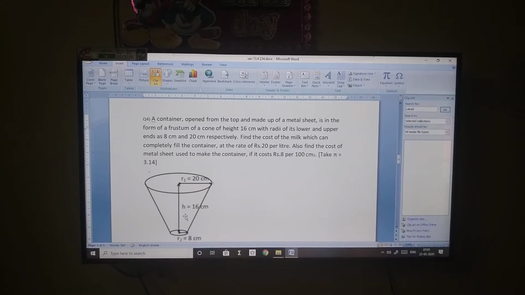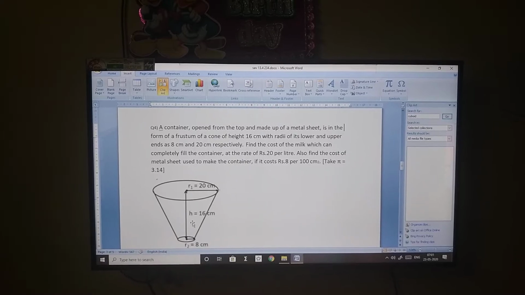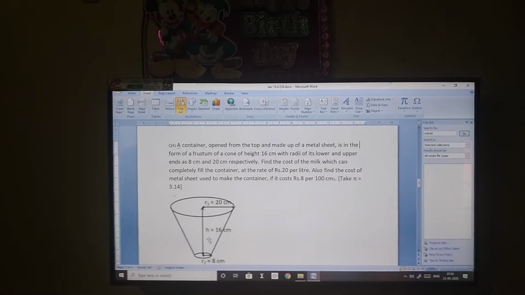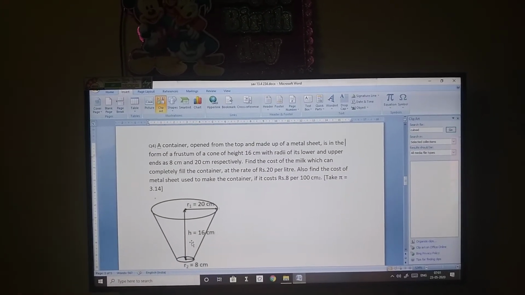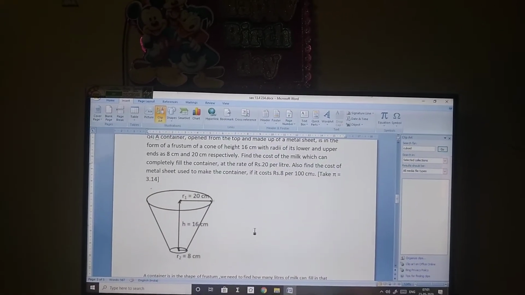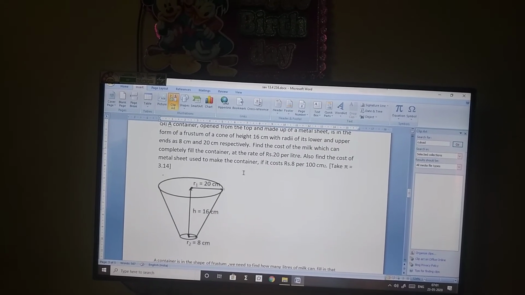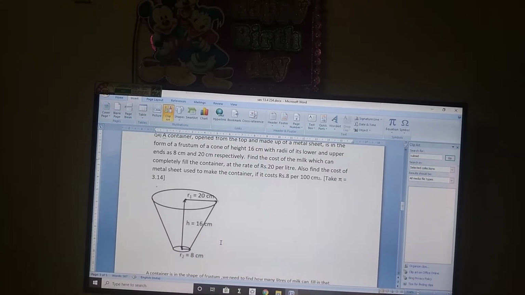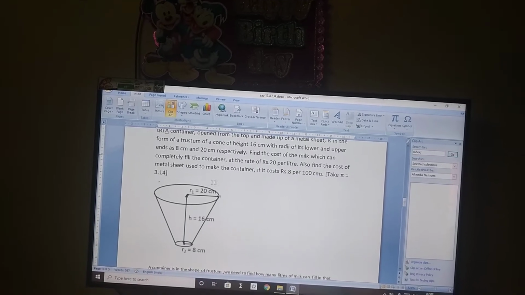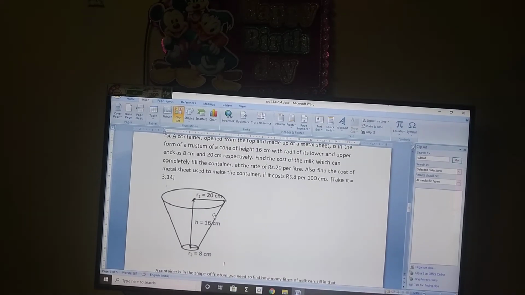Today we are going to solve a very simple question in the chapter Surface Areas and Volumes, exercise 13.4, question number 4. In this question, a milk container is in the shape of a frustum. They have given the measurements of the frustum. Upper part is open, lower part is closed. The upper circular part radius is given as 20 centimeters, lower part radius is given as 8 centimeters, and height of the frustum is given as 16 centimeters.